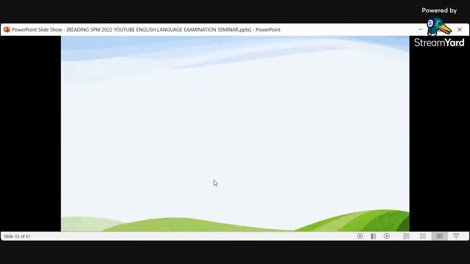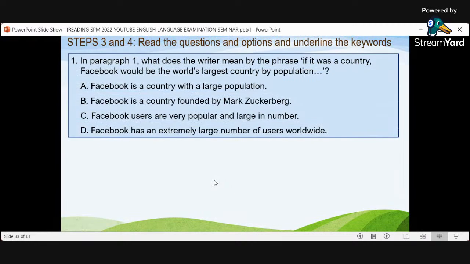After that, what I will do is I will read the question. I do not read the whole text yet. I just skimmed through, just reading the first and last sentence, or if it's a very short paragraph, only the first sentence of that paragraph, okay? So here, you read the questions and options and underline the keywords. So you can see, usually they'll say about paragraph, in paragraph 1, so you look at paragraph 1, ignore all the other paragraphs. But before you can read paragraph 1, you need to know what you're going to look for.